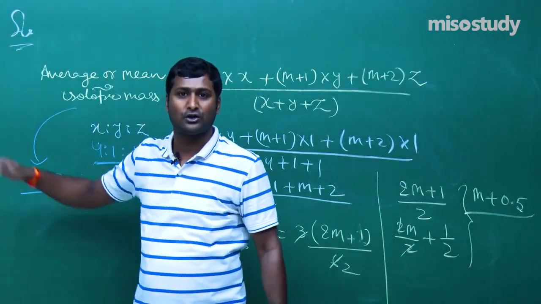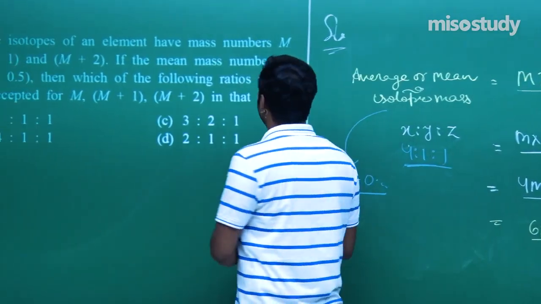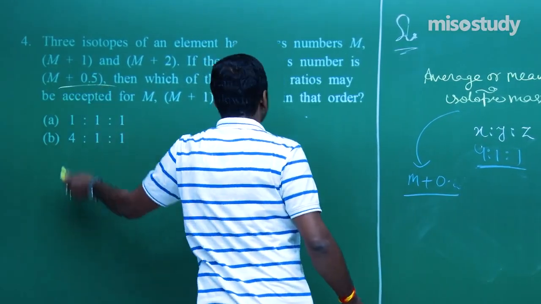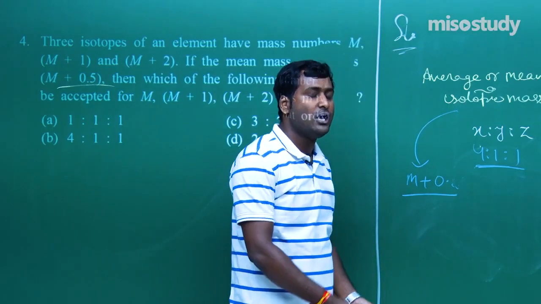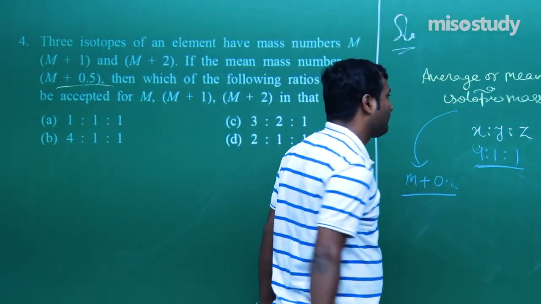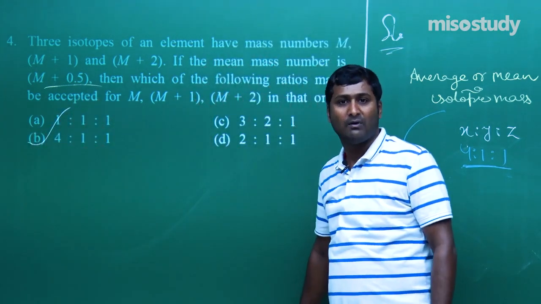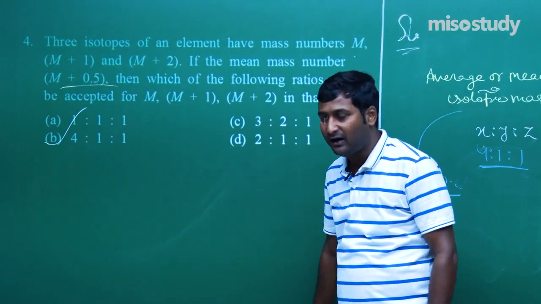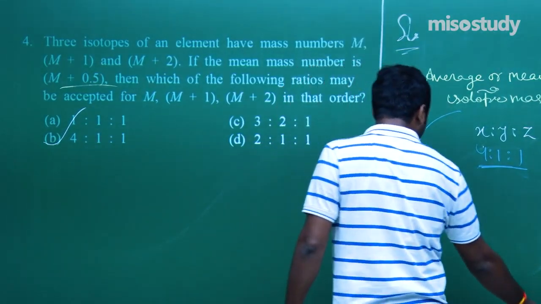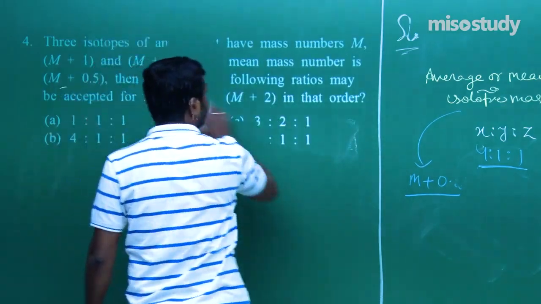And according to the question, check it out. It is given here that the average isotopic mass is m plus 0.5. So we can say that for this question B is the correct option. So for question number 4 we can say B is the correct option. Clear, my friend? Now I'm going to rub this part and we'll discuss the next part of the question. Listen carefully to what I am telling.